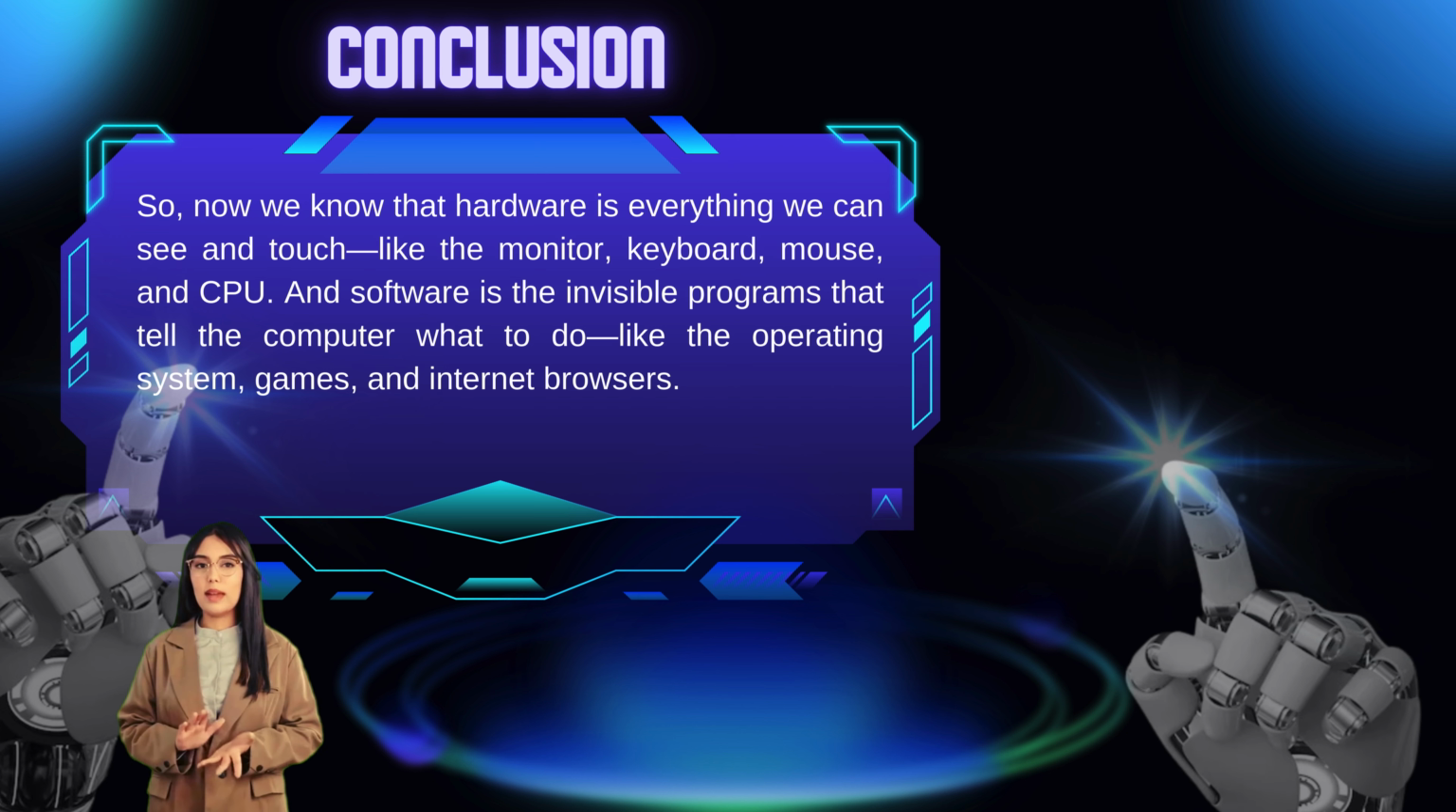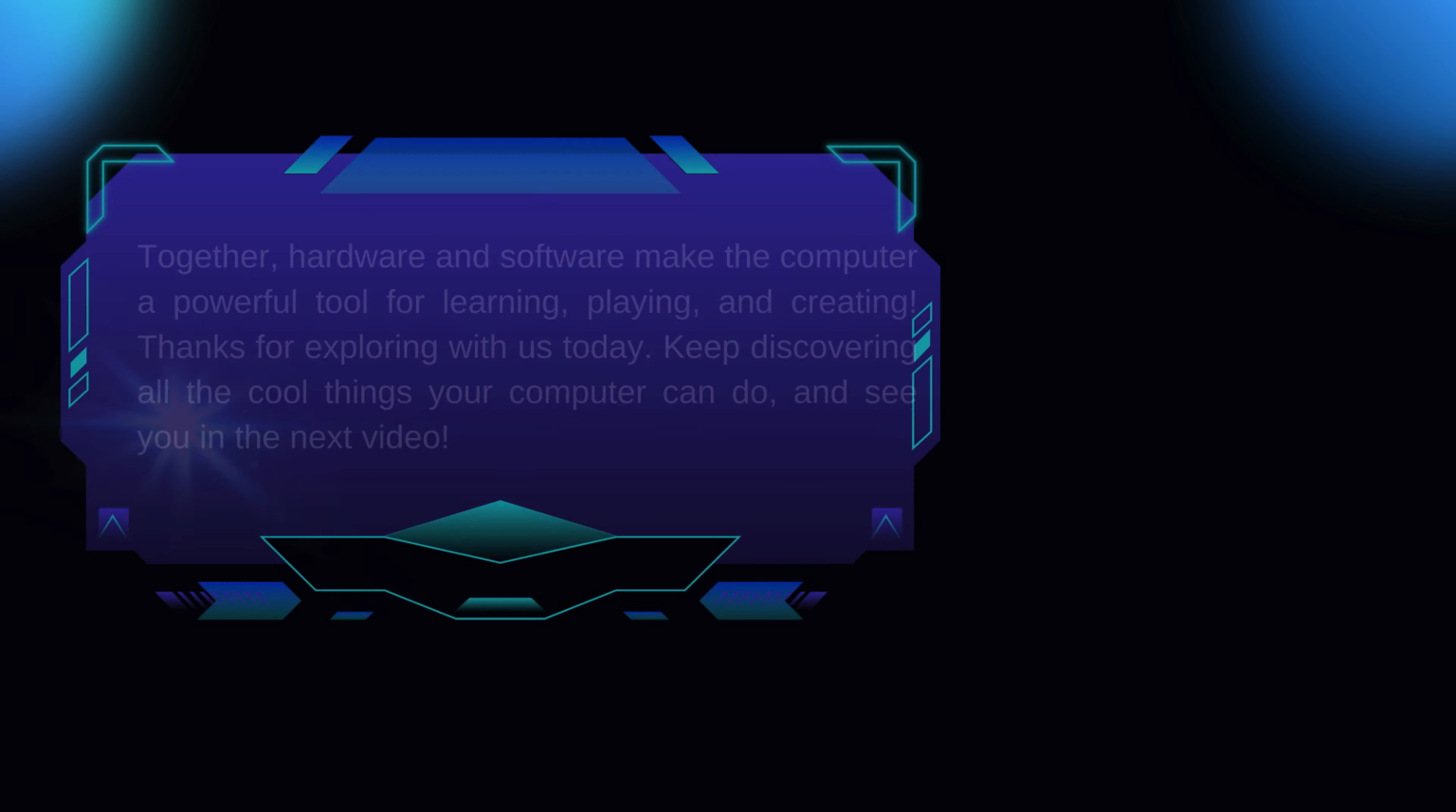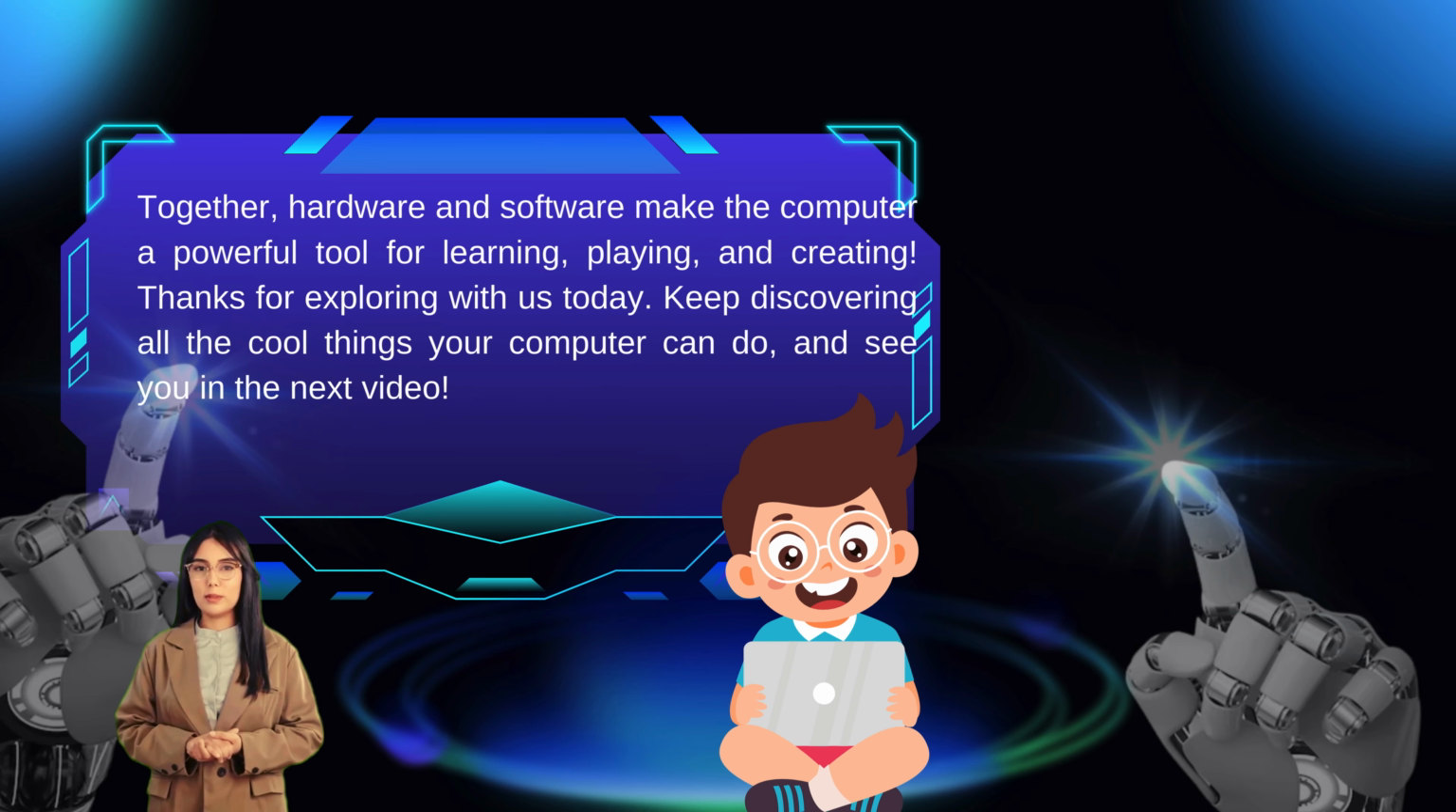Conclusion. So, now we know that hardware is everything we can see and touch, like the monitor, keyboard, mouse, and CPU. And software is the invisible programs that tell the computer what to do, like the operating system, games, and internet browsers. Together, hardware and software make the computer a powerful tool for learning, playing, and creating.